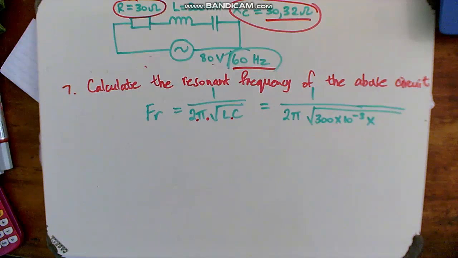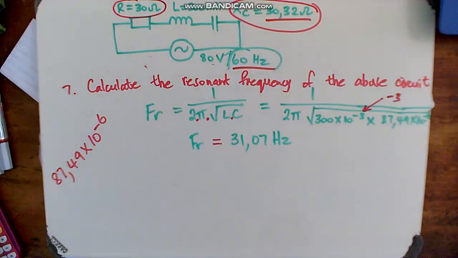First, work out everything under the square root sign. Get an answer, press equal to times pi equals times 2 equals, and then the x to the minus 1 button on your calculator to give you the final answer. Right, so do note that that number that you can't see very clearly is 87.49 times 10 to the minus 6. That is the value of C, and that is minus 3 on the inductor. When we put all that in, we get an answer of 31.07 hertz. Do remember that frequency is in hertz.